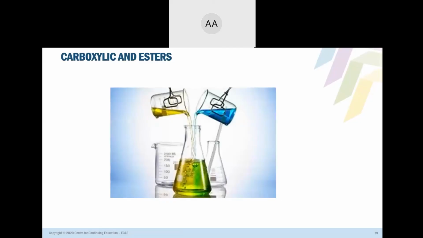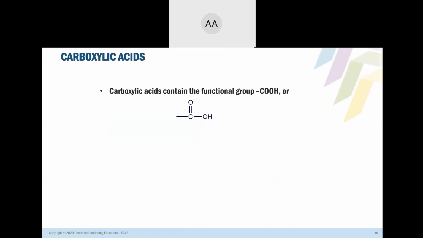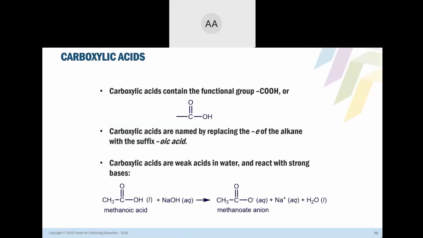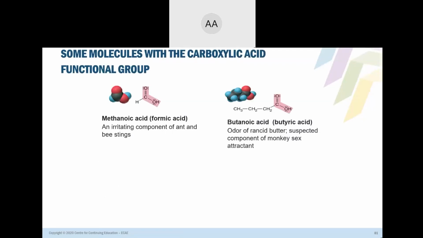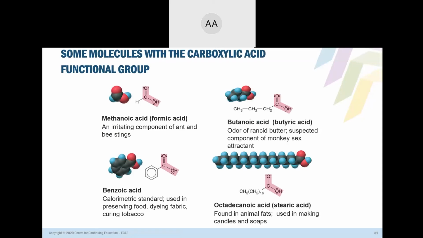Carboxylic acids and esters. Carboxylic acids contain the functional group COOH, depicted as shown. Carboxylic acids are named by replacing the E of the alkane with the suffix -oic acid. Carboxylic acids are weak acids in water and react with strong bases, as you can see in the example. Here are some examples of molecules with a carboxylic acid functional group: methanoic acid, butanoic acid, benzoic acid, octadecanoic acid, also known as stearic acid.